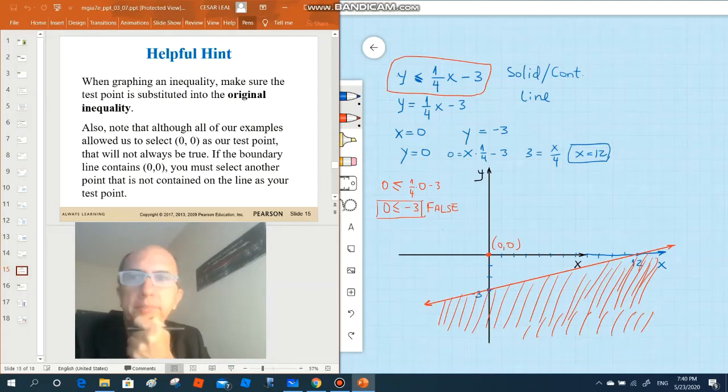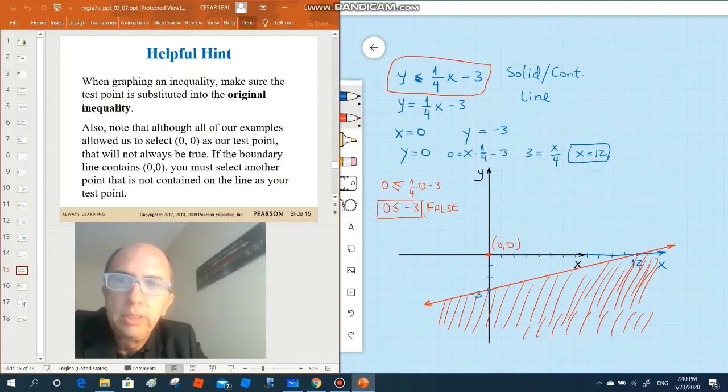Helpful hints. When you're graphing an inequality, make sure the test point is substituted into the original inequality. It is very important. You usually can use the test point (0, 0), go to the first line here and check the original inequality.